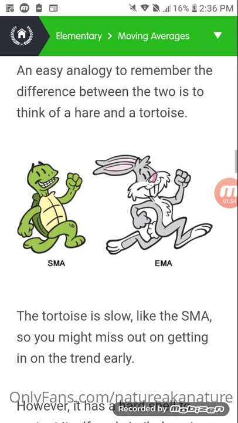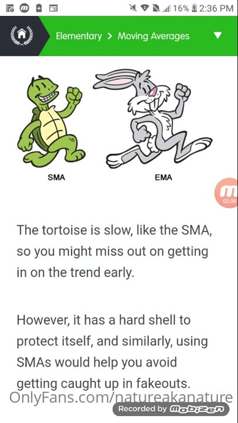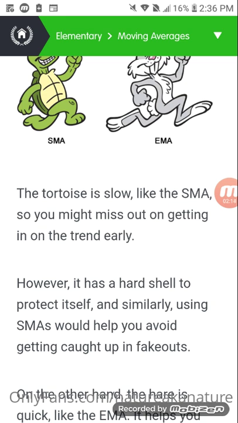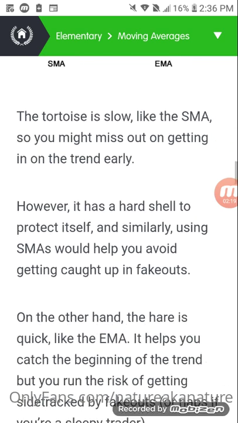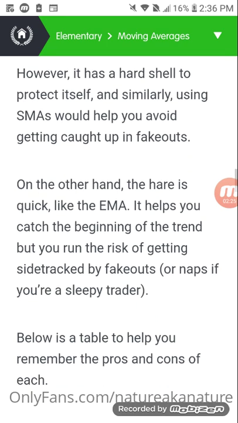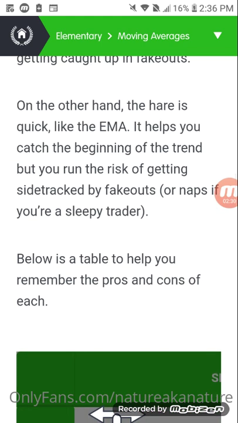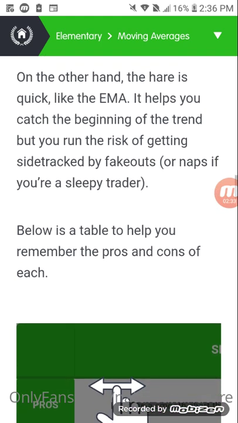An easy way to remember the difference between the two is to think of the hare and the tortoise. The SMA would be the tortoise, and the hare would be the EMA. The tortoise is slow like the SMA, so you might miss out on getting in the trend early. However, it has a hard shell to protect itself, and similarly, using the SMA will help you avoid getting caught in fake outs. The EMA, on the other hand, is the hare. The hare is quick, like the EMA, which helps you catch the beginning of the trend, but the risk of getting sidetracked by fake outs or naps is possible.